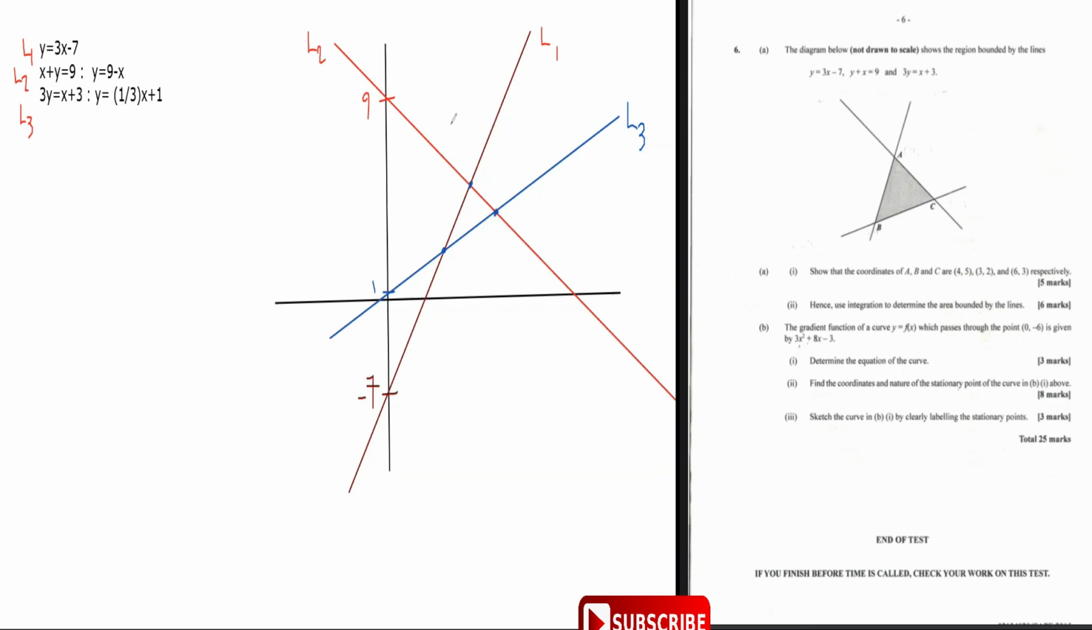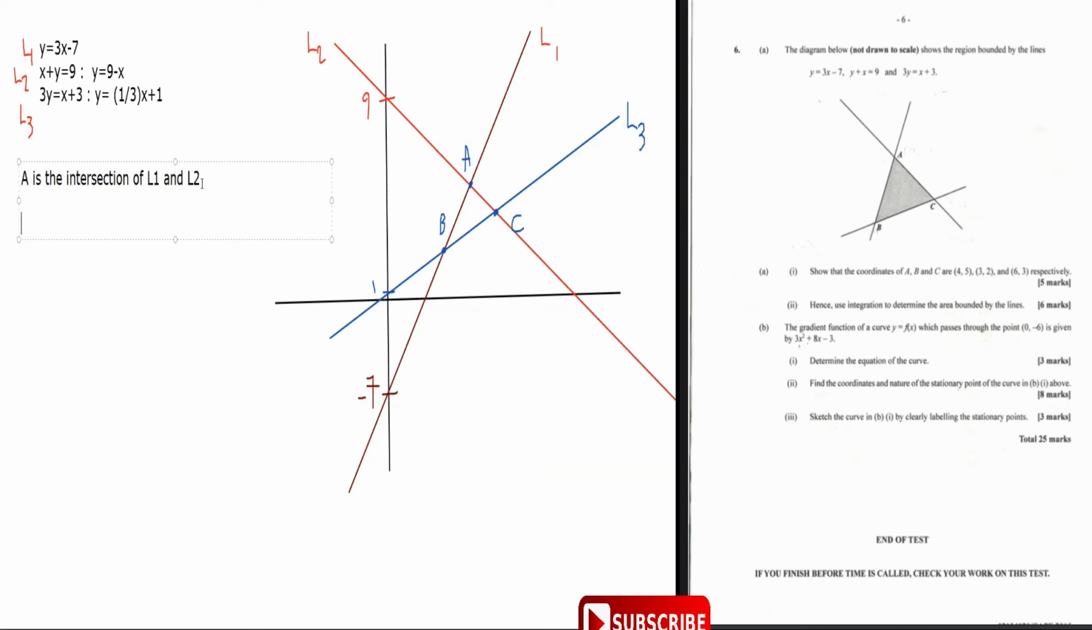And they want us to show that the coordinates A, B, and C are those respectively. To do that, the first thing we can realize is that A is the intersection between L1 and L2. So write that down. A is the intersection of L1 and L2. We're going to solve those two lines simultaneously to find the coordinates of A.